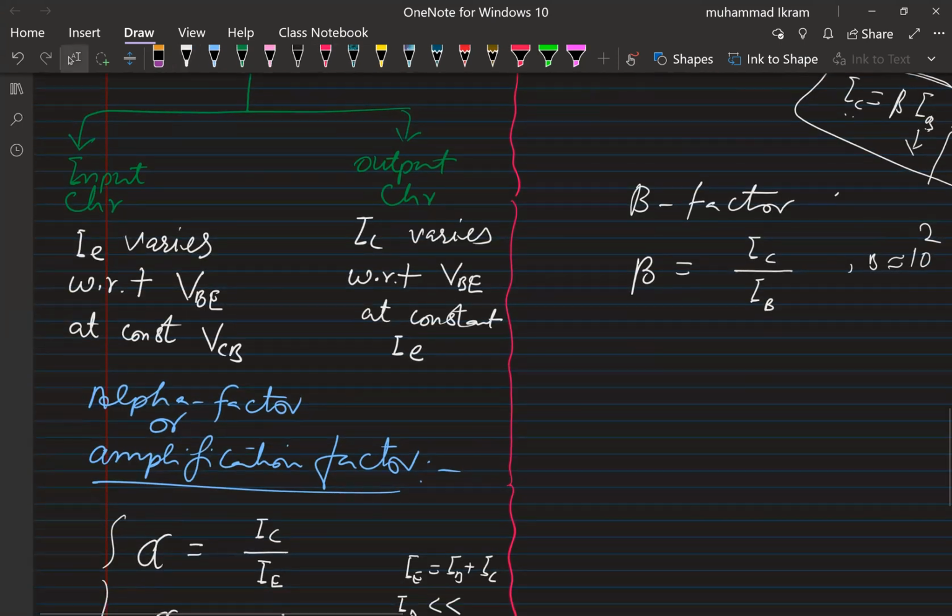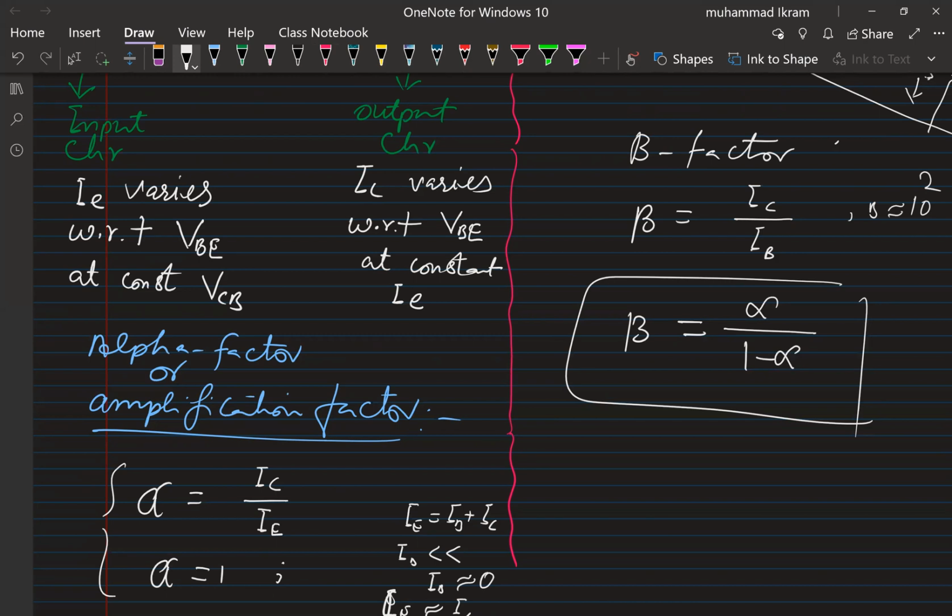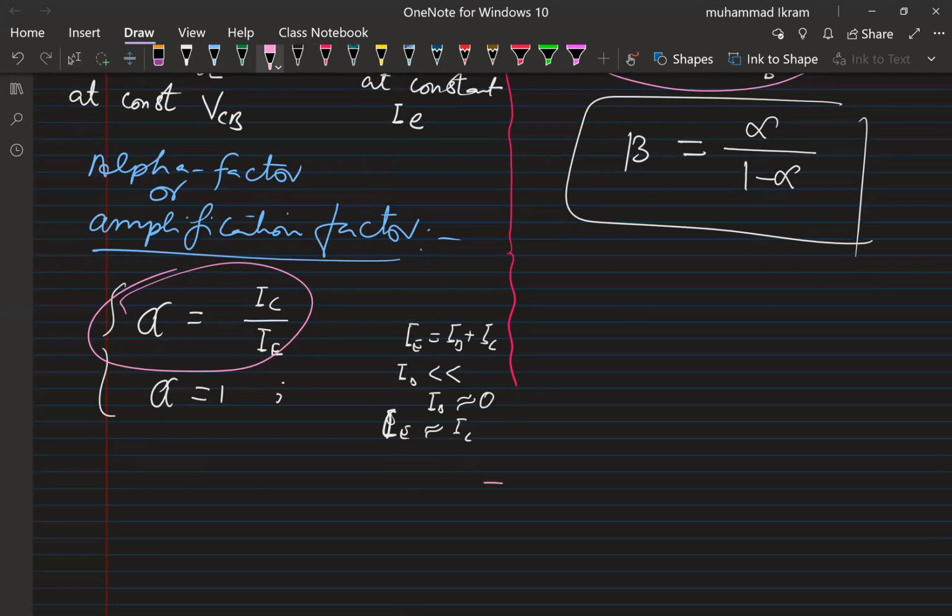Moreover, if you want to express beta in terms of alpha, that is also not difficult. Beta will be equal to alpha divided by 1 minus alpha. Why? Because if you relate these two relationships, you express IC in terms of alpha. That is very easy, and I leave it for you. This is your home assignment, to prove that beta is equal to the ratio of alpha to 1 minus alpha. This is as easy as eating ice cream. You can do this by using this equation and this one. Okay, so this is all for the transistor.